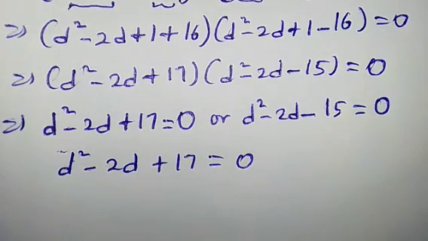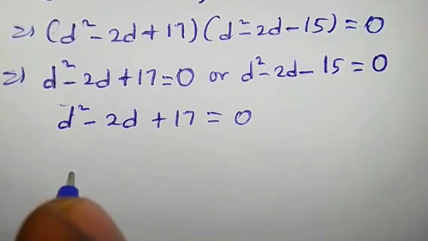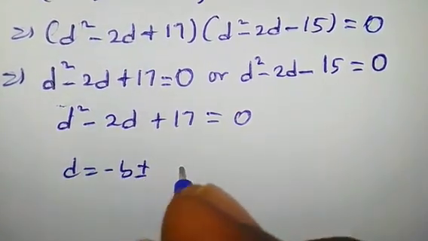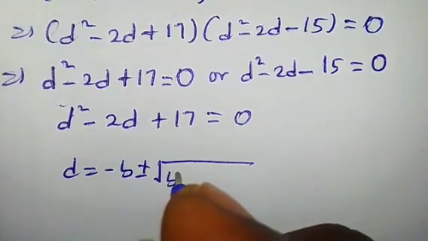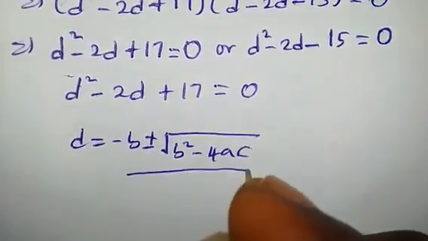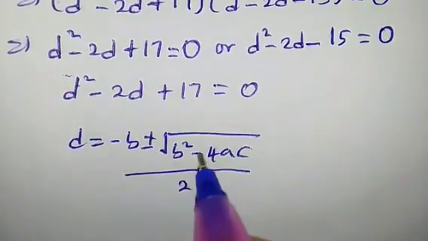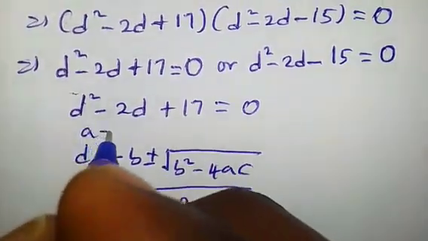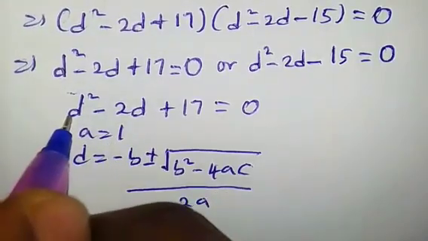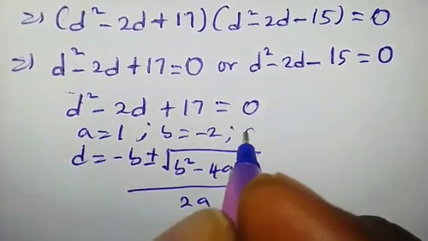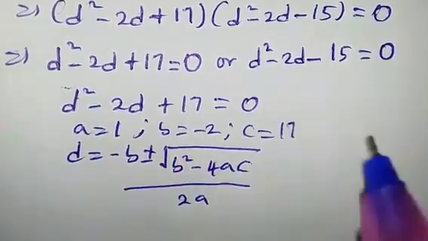We can actually solve this using the quadratic formula, which is d equal to −b plus or minus the square root of b^2 − 4ac, all divided by 2a. From this equation, it is obvious our a is equal to 1, the coefficient of d^2, b is equal to −2, and c is equal to 17.